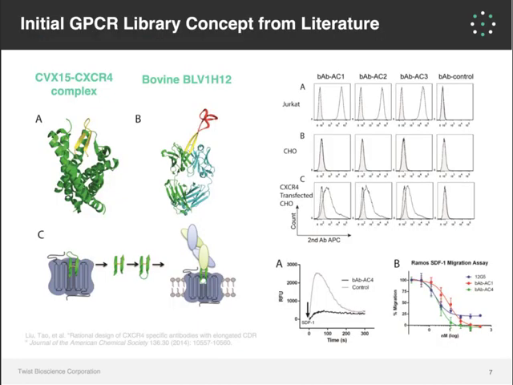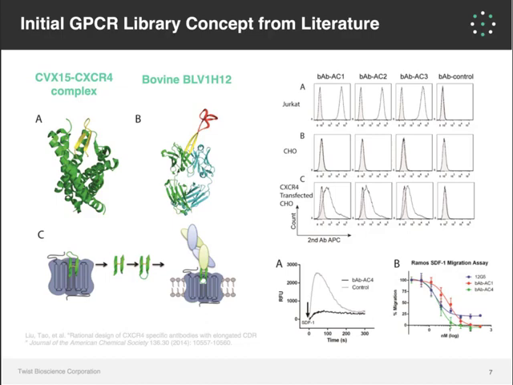So how did we do that? We took a lot of learnings from this paper back in 2014 by Liu et al. What the authors had done in this paper is they took a known crystal structure of CXCR4 bound to a loop peptide antagonist called CBX15. And they hypothesized, could they take this loop peptide and graft it onto an antibody scaffold to enable that antibody to now bind to and potentially inhibit CXCR4.